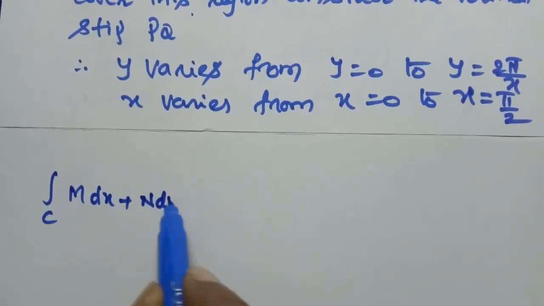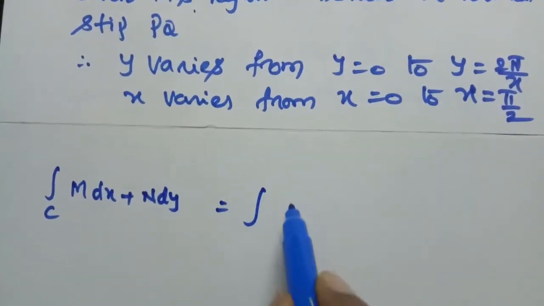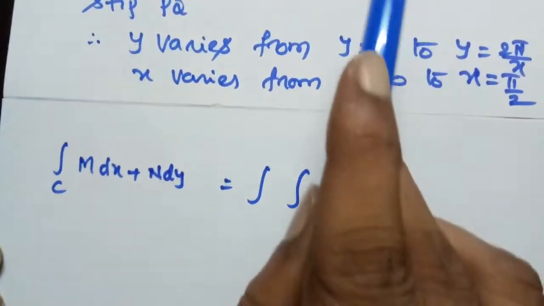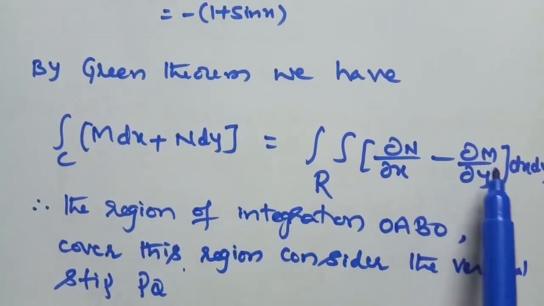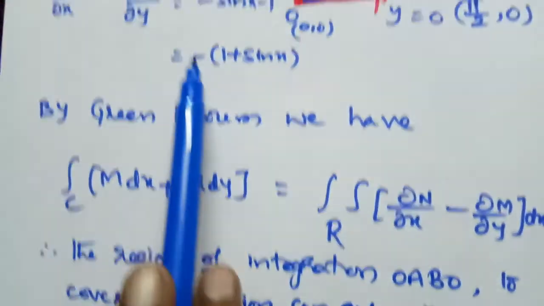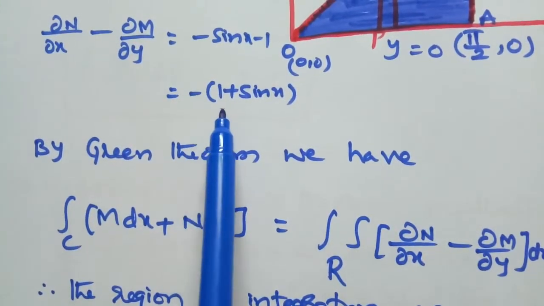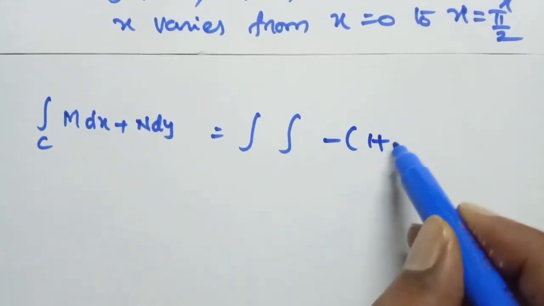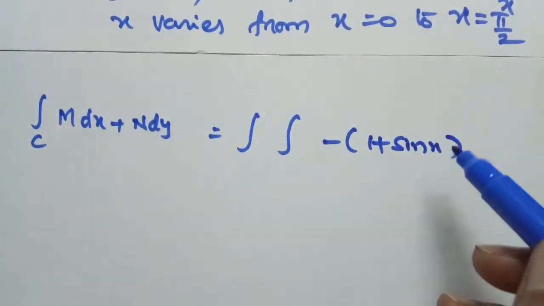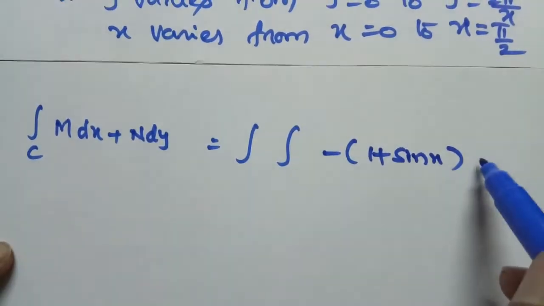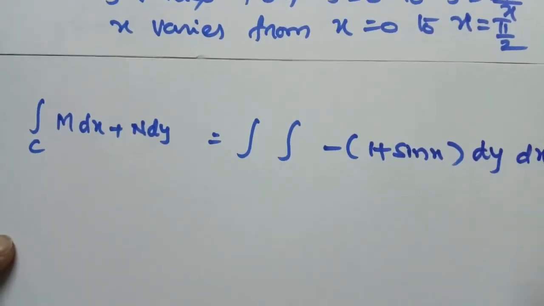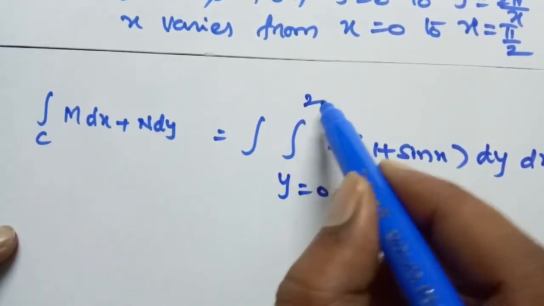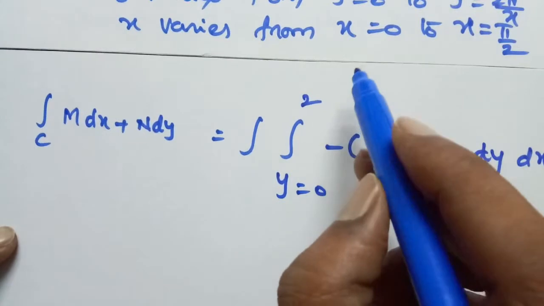Integral over C of m dx plus n dy is equal to double integral over R of dou n by dou x minus dou m by dou y. We already calculated that, which is minus of 1 plus sin x, dy dx, as y varies from 0 to 2x by pi.